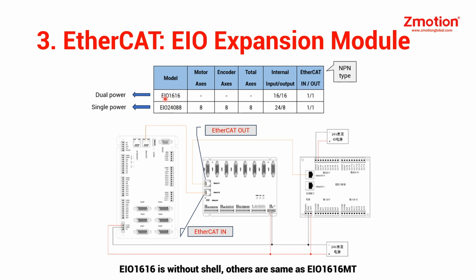EIO 1616 is without shell. Others are the same as EIO 1616MT. EIO 1616 is powered by dual power, which means main power and I/O power are powered separately. Then EIO 24088 is powered by single power. Both I/O interfaces are with NPN type by default.